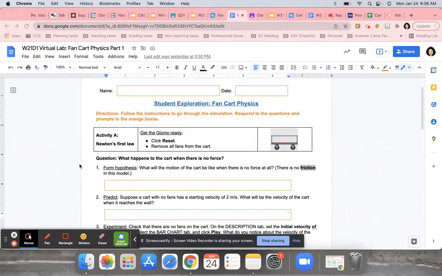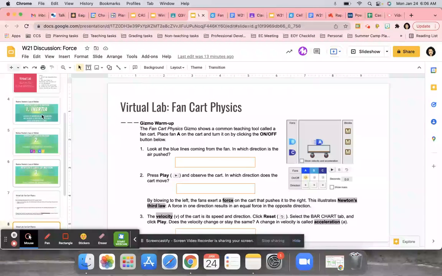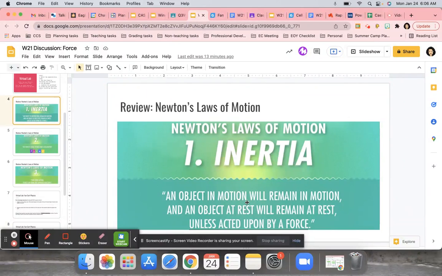So, Activity A is about Newton's first law, which states that an object in motion will remain in motion and an object at rest will remain at rest unless acted upon by a force. So the force we're talking about here is the unbalanced force. So it's saying that if the force is balanced, so recall the tug of war we did in the classroom, if there's an equal force coming from two directions, then an object in motion will remain in motion or an object at rest will remain at rest.